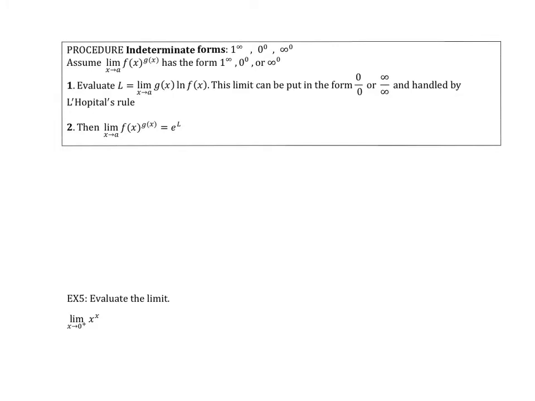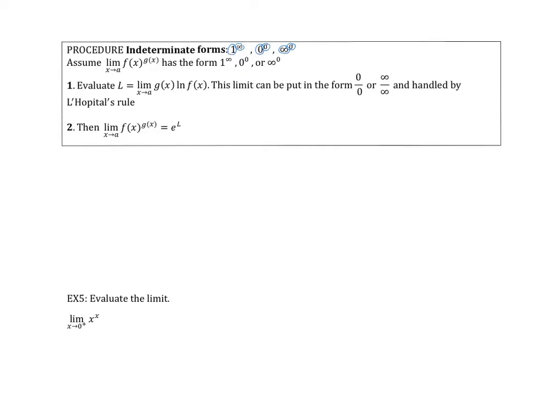We're going to look at other types of indeterminate forms. So something that you should notice with these forms, 1 to the infinity, we have base 1, exponent infinity. 0 to the 0, we have a base of 0 and an exponent of 0. Infinity to the 0, we have a base and an exponent. So these are all functions of x where you have a base and an exponent.